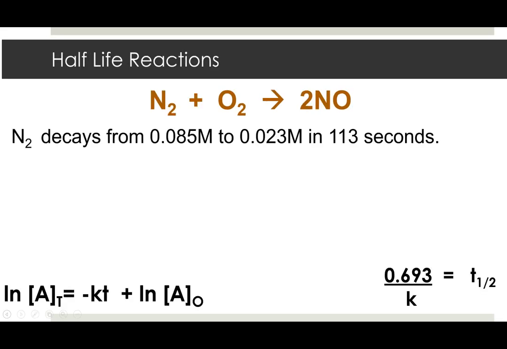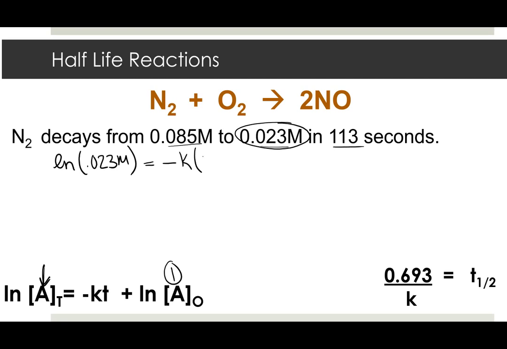All right. So first things first, we're going to solve for k. So we've got the natural log. N2 is the concentration that we're monitoring. It decays from 0.085 to 0.023. So here we're doing the concentration after a given amount of time has gone by. That's going to be the 0.023. After 113 seconds, that's what the concentration is. This is going to equal negative k. So we're solving for k. We don't know that.